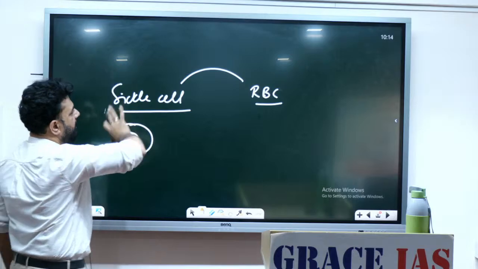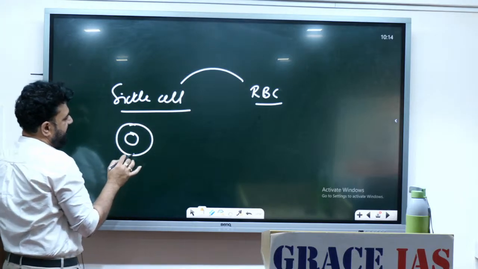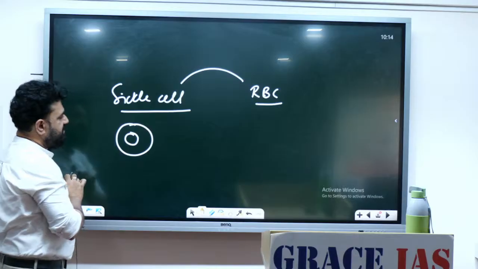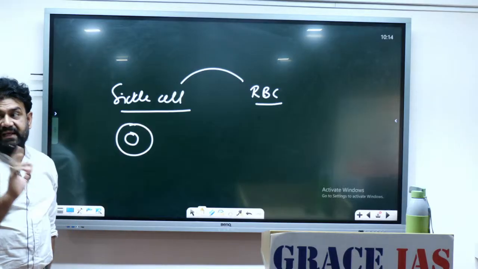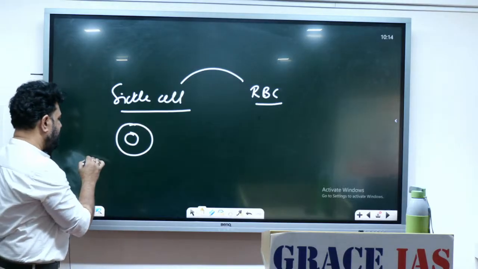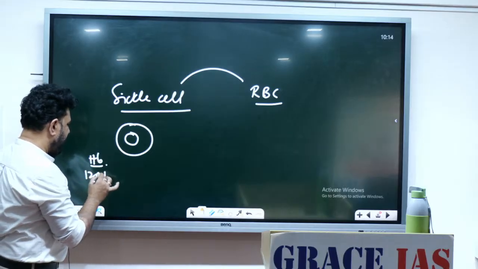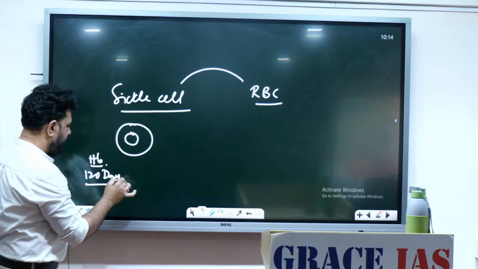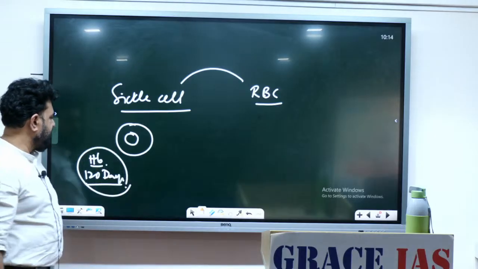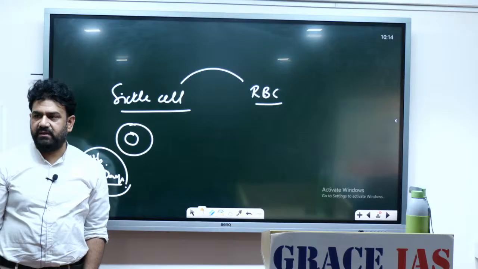So, a normal RBC is a spherical discoid with central depression, contains hemoglobin, has a lifespan of 120 days, and participates in transport of oxygen. Okay, fine, great.